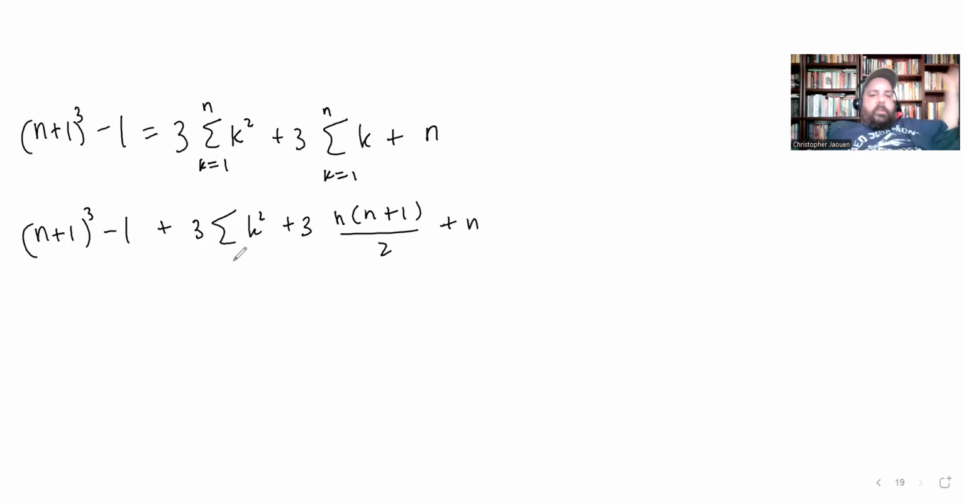Right, and we can solve that for the sum of the first k squared. So for the first n squares, k equals 1 to n. Okay, so we could solve that for this summation, and once you simplify, that'll give you a formula for the sum of the first n squares in natural numbers.